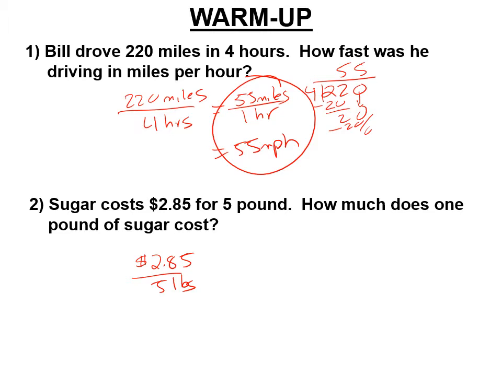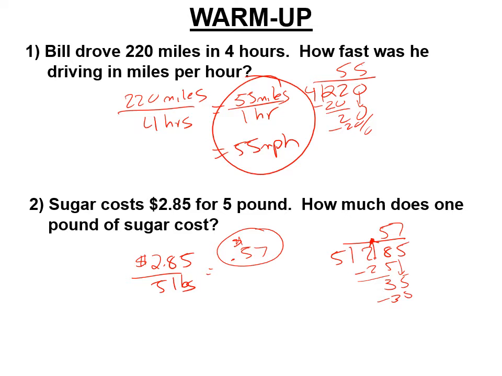Okay. So it's 2.85 divided by 5. 5 doesn't go into 2. Decimal straight up. 5 into 28, 5. 5 times 5 is 25. Remainder 3. Bring down the 5. 5 into 35, 7. Okay. So this is 57 cents is the answer, by the way.